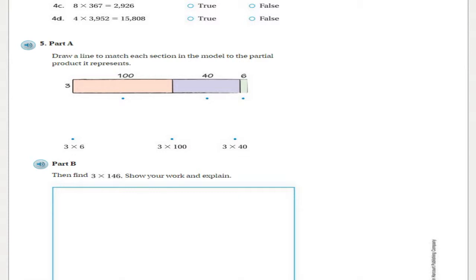Okay, let's continue with our Chapter 2 review. We're on page 98 now, and we're doing problem number 4. So it says, for numbers 4a through 4d, select true or false for each question. So 4a, for example, says 7 times 194 equals 1,338.